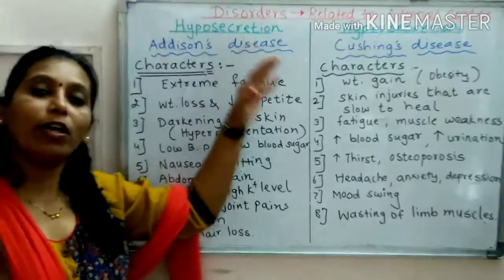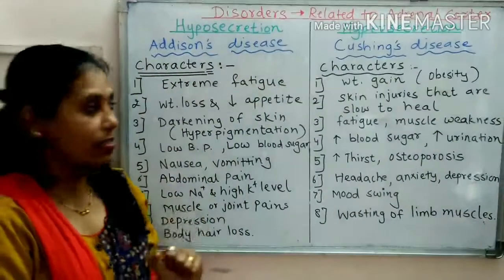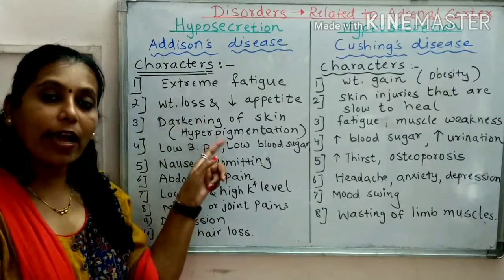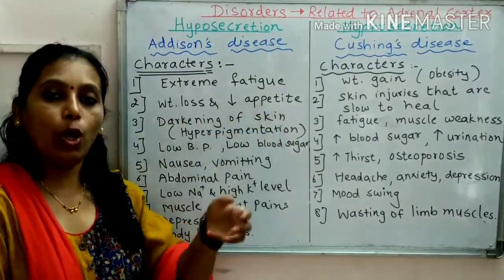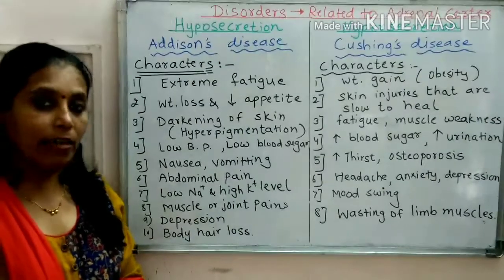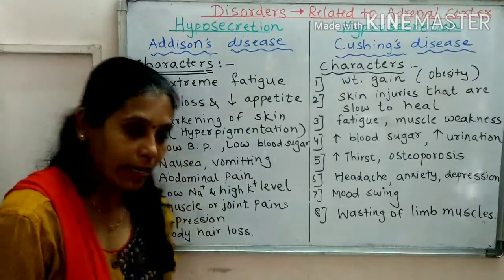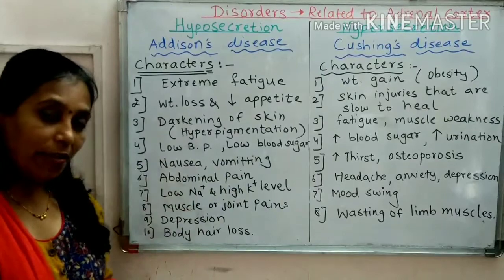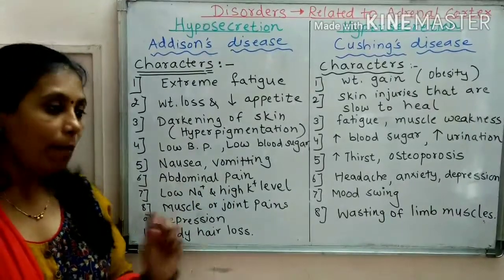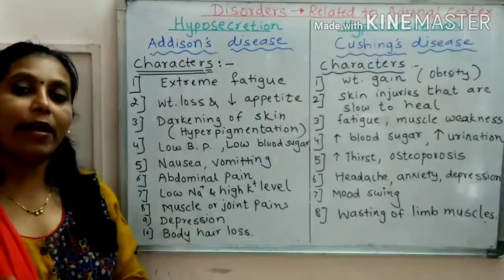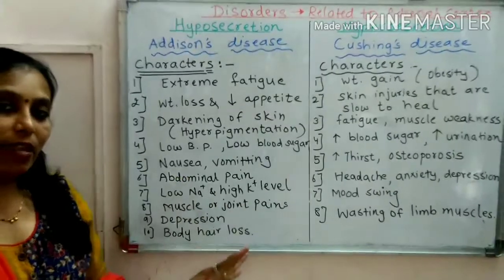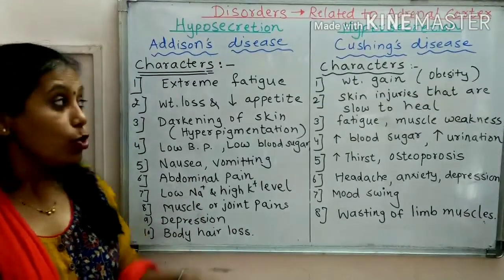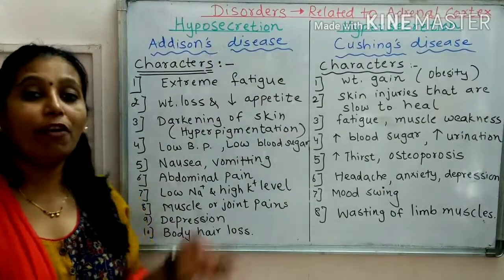Now let us study the characteristics of Addison's disease. Extreme fatigue, meaning tiredness, weight loss and decrease in appetite, meaning loss of hunger, darkening of the skin, also called hyperpigmentation, low blood pressure, low blood sugar level, nausea, vomiting, abdominal pain, low sodium and high calcium level, muscle and joint pains, depression, body hair loss. So these are all the characteristics of Addison's disease.